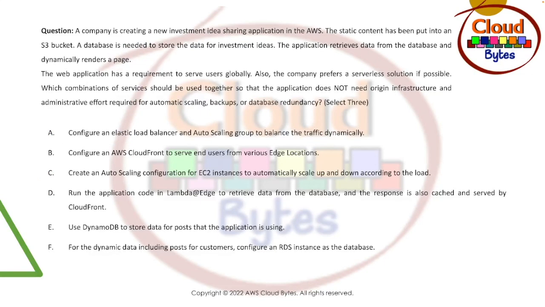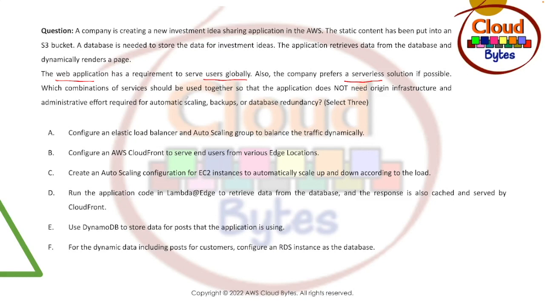Okay, let's look at another question. A company is creating a new investment idea sharing application in AWS. The static content has been put in an S3 bucket. A database is needed to store the data for investment ideas. The application retrieves data from the database and dynamically renders a page. The web application has a requirement to serve users globally. Also, the company prefers a serverless solution. So we are looking for a serverless solution if possible.